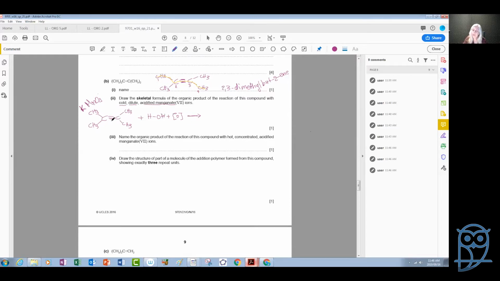The double bond will break, and each of these carbons, there will be the formation of a diol, which means two hydroxy groups are going to join to this alkene, and the double bond will disappear. So what will be the product of that now?